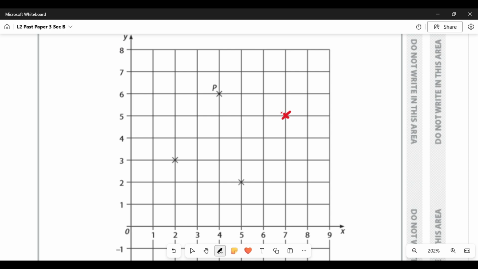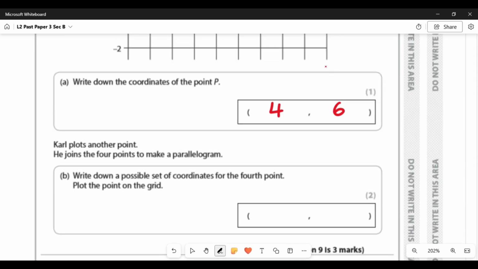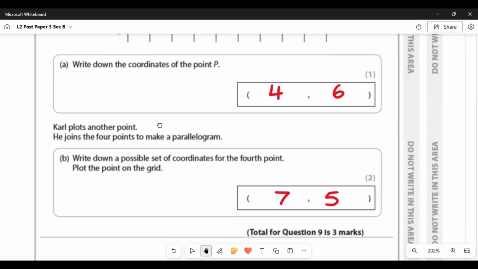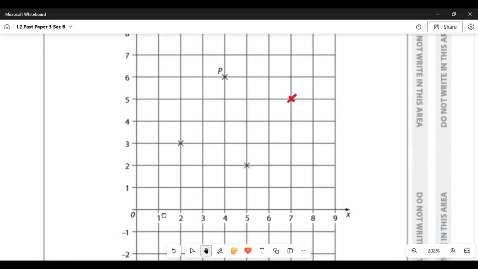So that's the coordinates 7, 5 for your answer. Yeah, we'll have to put that in the answer box here. Yeah, that'll get you 2 marks for that part B as well. So 3 marks altogether for that one. So yeah, don't spend ages on this one.